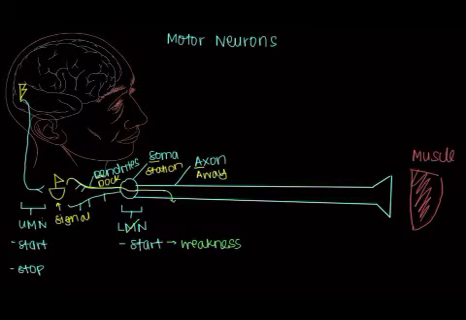The same thing happens when you have an upper motor neuron injury. You're also going to see weakness because you're not able to tell the lower motor neuron it's time to tell the muscle it's supposed to start contracting. But that's not the key characteristic we see with upper motor neuron injuries.